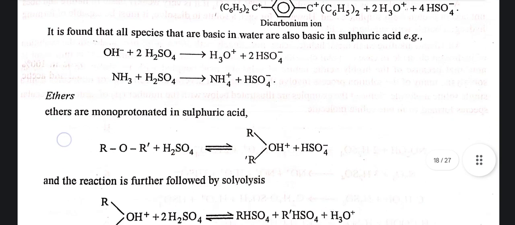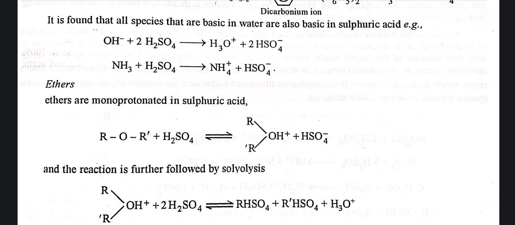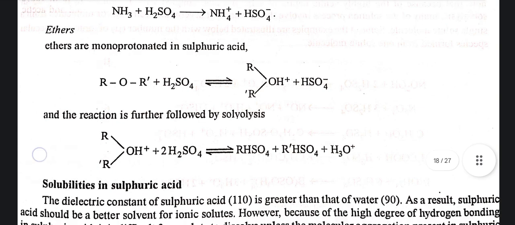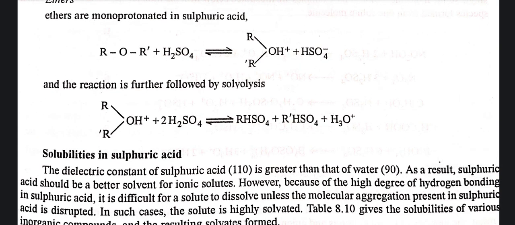Ethers. Ethers are monoprotonated in sulfuric acid. Ether plus acid gives EtH+ plus HSO4 negative, and the reaction is further followed by solvolysis.